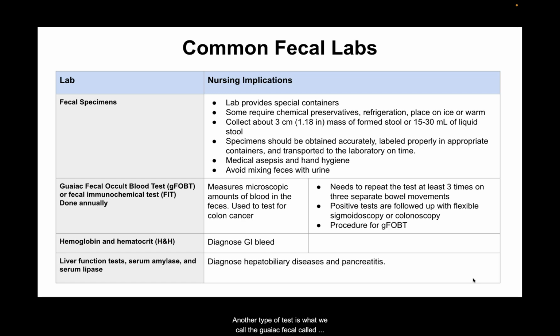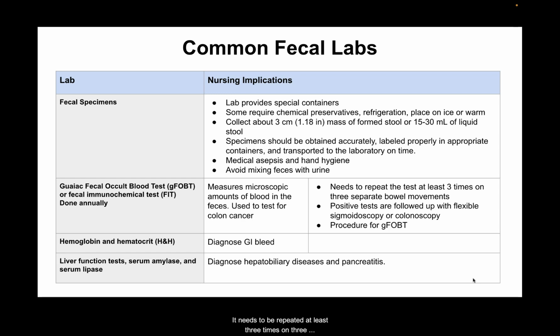Another type of test is what we call the guaiac fecal occult blood test, right? Or fecal immunochemical test, FIT test. And this is done annually. The guaiac test usually measures for any microscopic amounts of blood in the feces, and it's used to test for colon cancer. And we're going to go over this in skills lab as well.